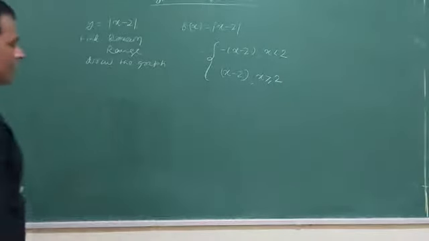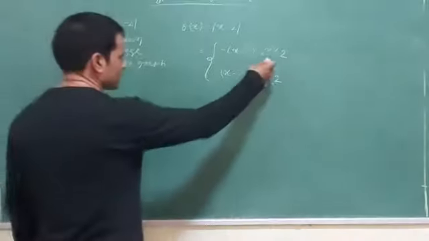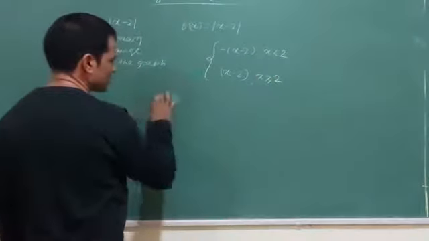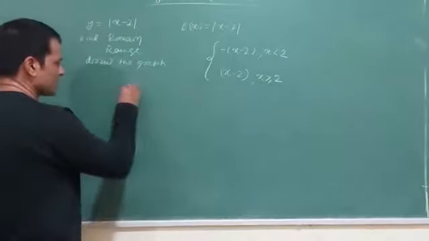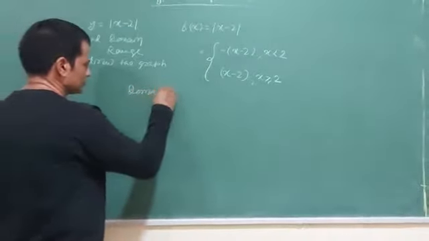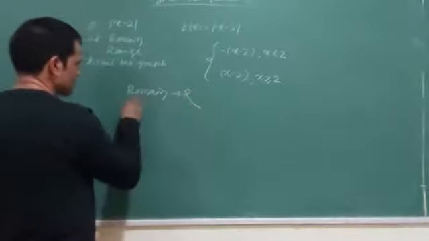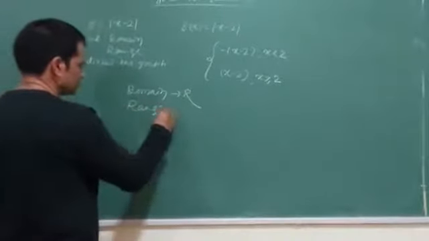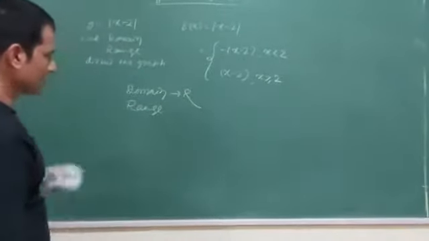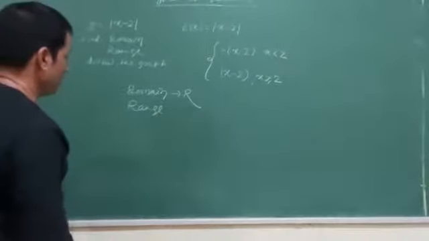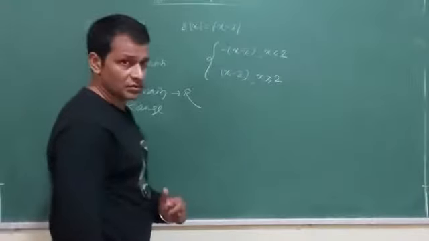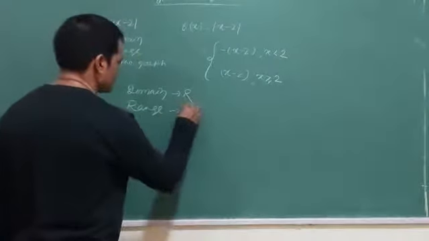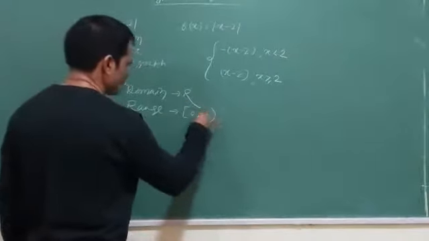Clear? Domain, what I considered less than 2, equal to 2, greater than 2. That means the number line, if it is 2, I have taken this side and this side. So domain is R. What is the range now? The range is, if I replace x to 2, that gives you 0. So 0 is the minimum value. So range is 0 to infinity. Now comes the graph.